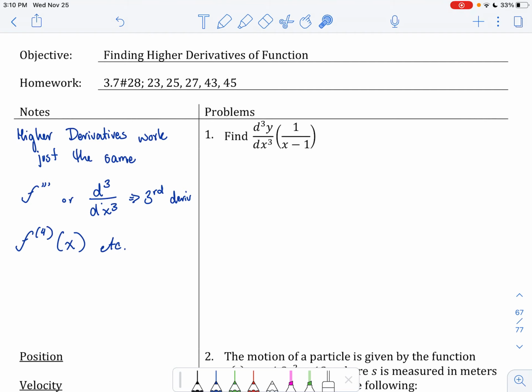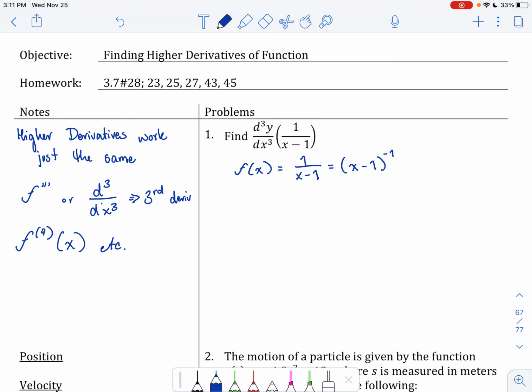So here, find the third derivative, that's what this tells us, of 1 over x minus 1. What I'm going to do in this case, and this is a nice trick that I want to show you, to find this third derivative, I'm going to rewrite my original function, which is 1 over x minus 1. I try to avoid the quotient rule whenever possible. So I'm going to rewrite this as x minus 1 to the negative 1.